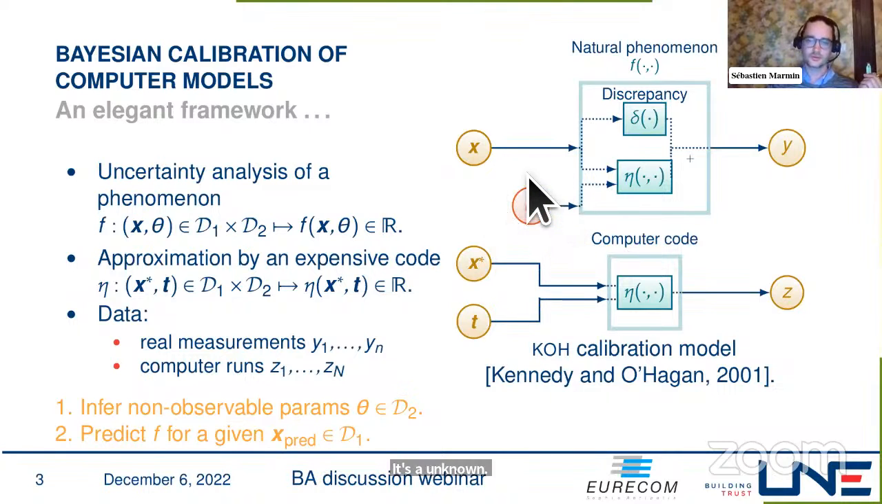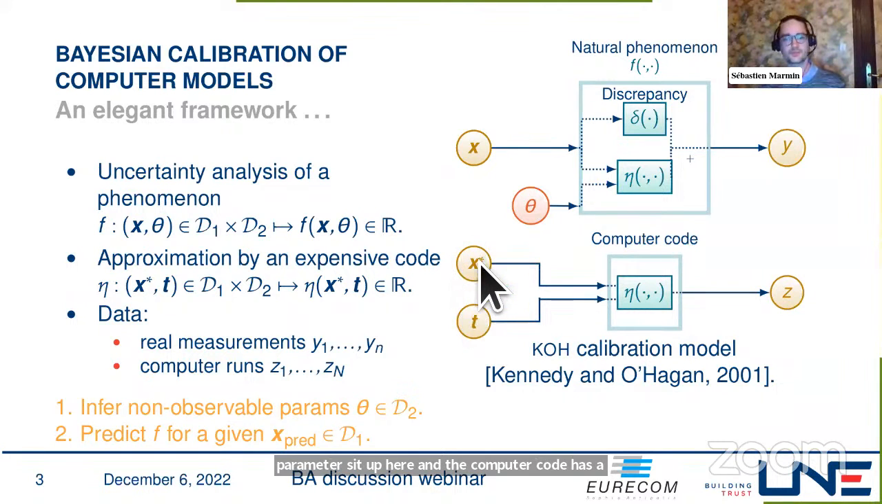So one part of the problem is first to make predictions and also to estimate this input, this calibration parameter, theta here. And the computer code has the same type of inputs, but of course, for the computer code, we control the location in the input space. So we name them differently, x star and t. It's the same notation as in the original paper. And for output, we have z that tries to approximate y. So we see here the output eta has a sum with the output of delta, the discrepancy, to give y.